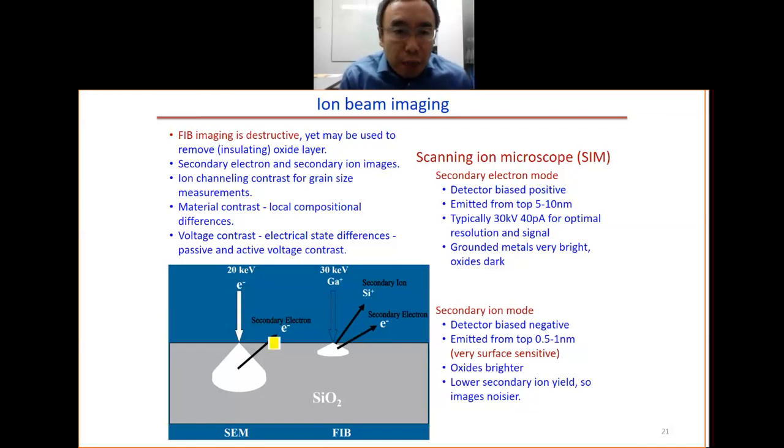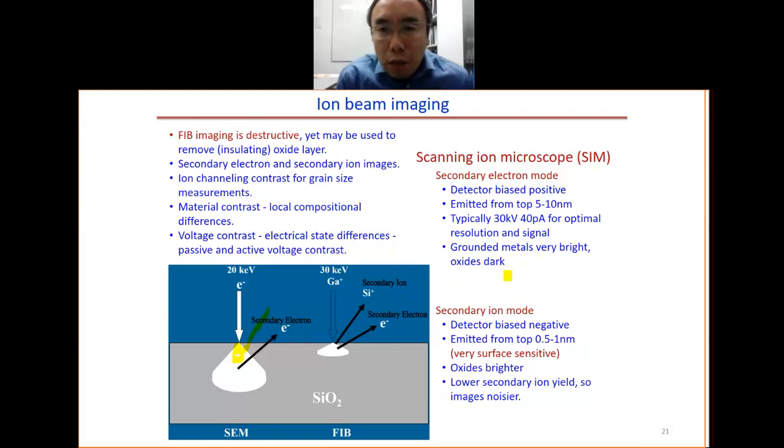This is the same case as for the SEM. What do you see here? The drawing is not so good. We have a 20 keV electron beam. Even though the electrons can go pretty deep, only the very top 5 to 10 nanometers of electrons can come out. The deeper ones, the secondary electrons cannot come out. So it's the same 5 to 10 nanometers for the ion beam or for the electron beam.